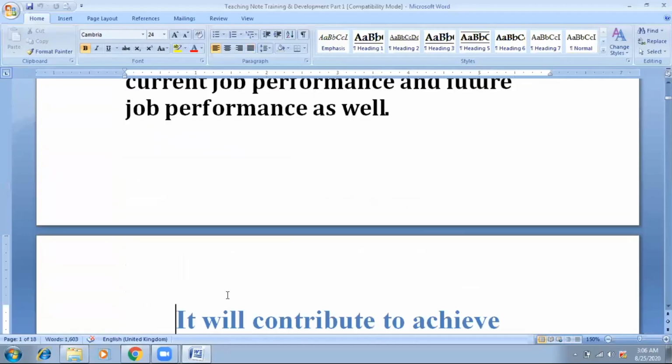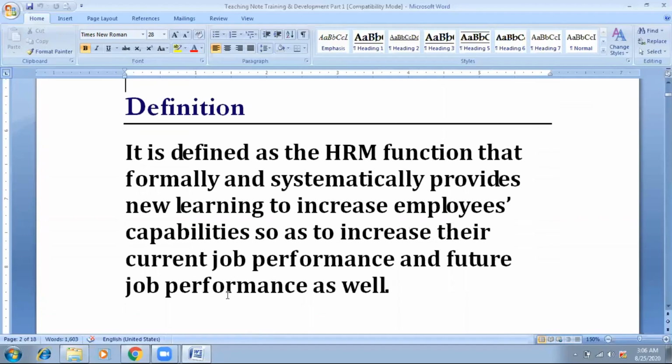First, definition. Have a serious look at this definition, read it, and try to understand. So it is defined as the human resource management function that formally and systematically provides new learning to increase employees' capabilities so as to increase their current job performance and future job performance as well. So it is indeed a human resource management function.